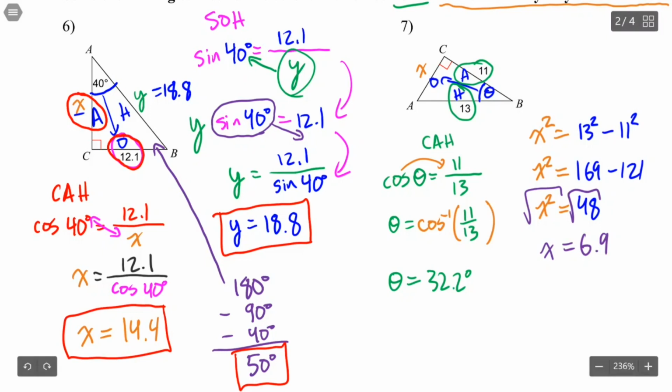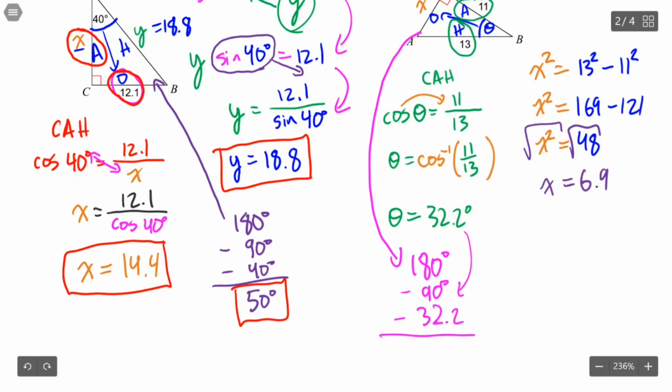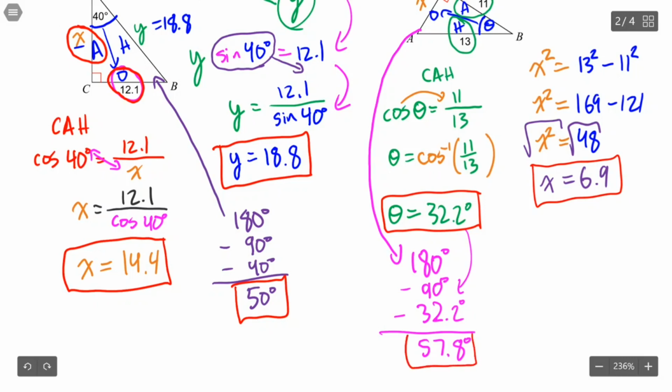Okay, and last step, and I always do this last step, remember, because I don't want to get confused about which side is my opposite and my adjacent. So the last thing I'm going to solve for is my missing angle. It's also the easiest step of all. 180 minus 90 minus the angle we just solved for, which was 32.2. Subtract all that, and you're going to get 57.8 degrees. And there you have it. We've solved for our first missing angle, we solved for our missing side using Pythagorean Theorem this time, and we solved for our missing angle. And there you have it. That is solving triangles.